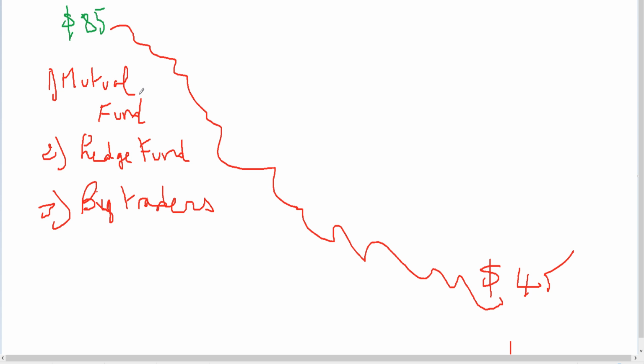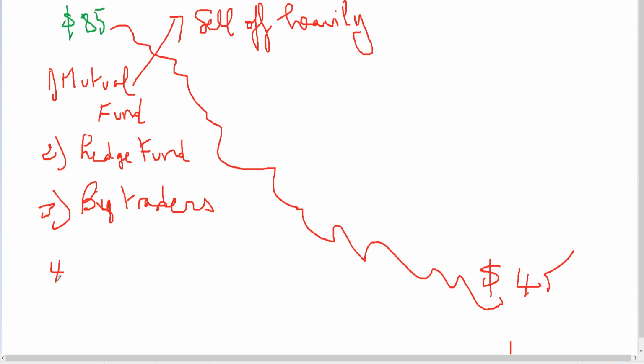So what is the relation of mutual fund managers to this downtrend? What do they do? Here they begin to sell what we call selling off heavily. It means they want to get rid of this stock because they want to buy other stocks. So they sell off heavily, they sell a lot. That's why the stock, when it's going down, goes so quick. But let's say we put day traders here.